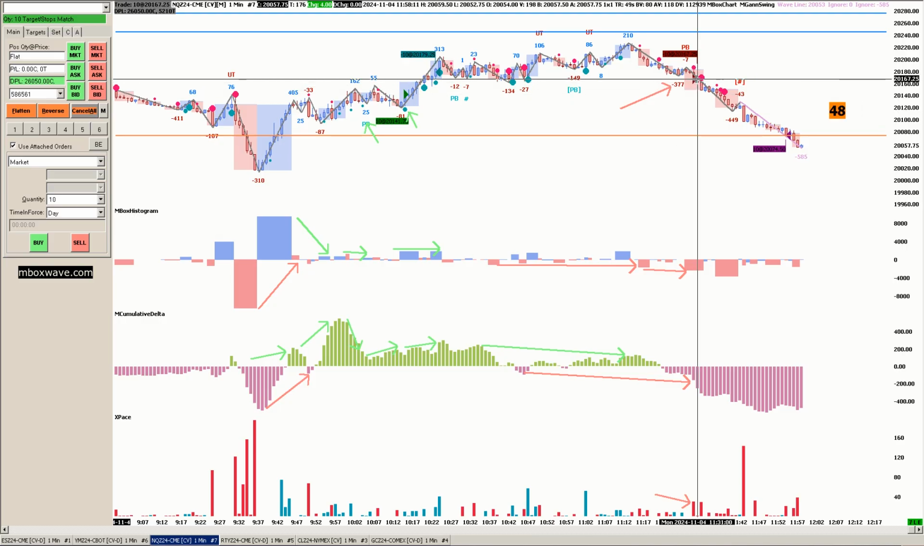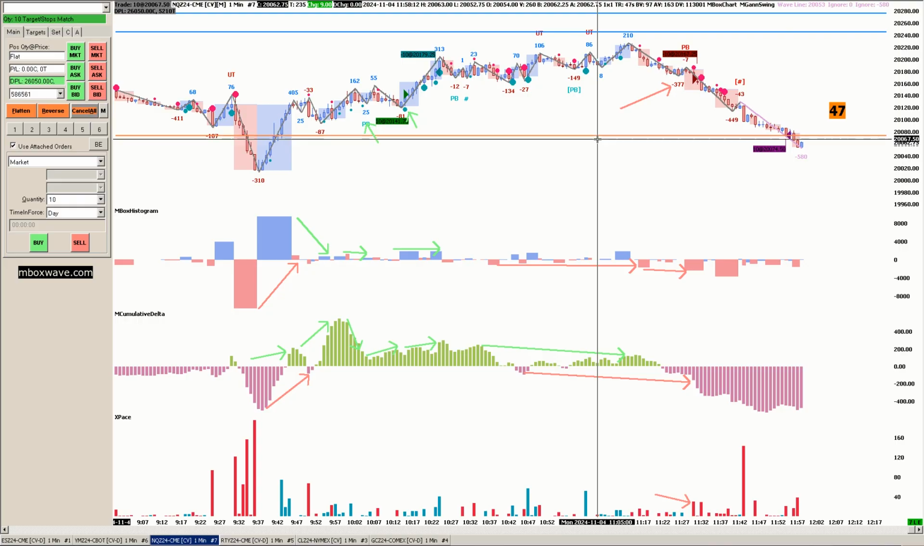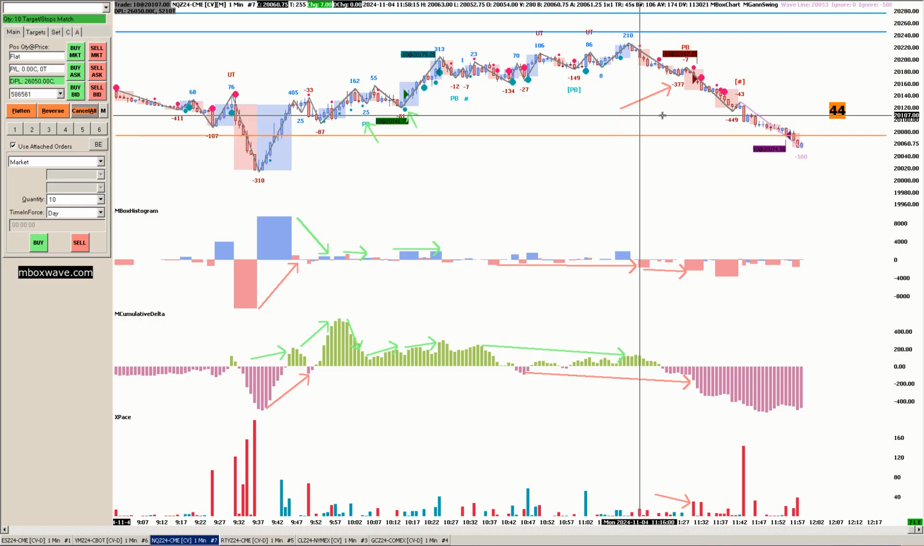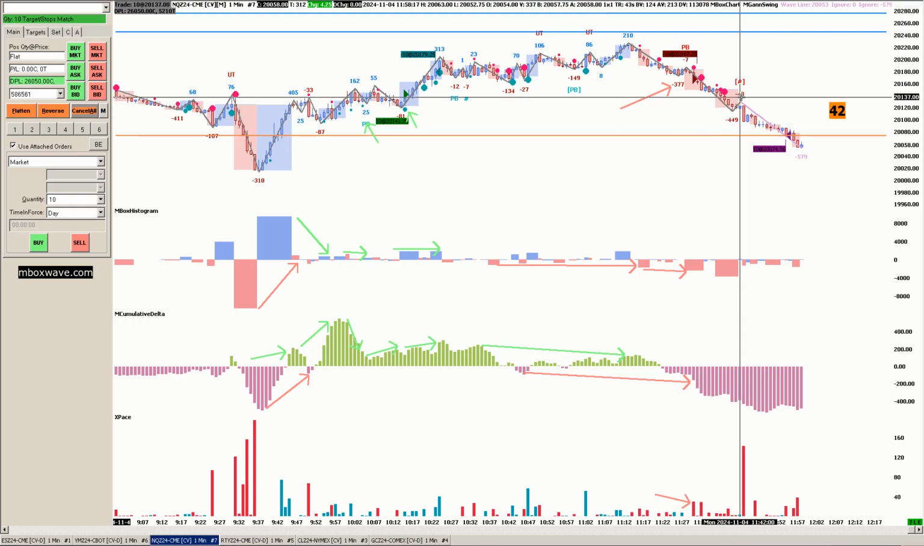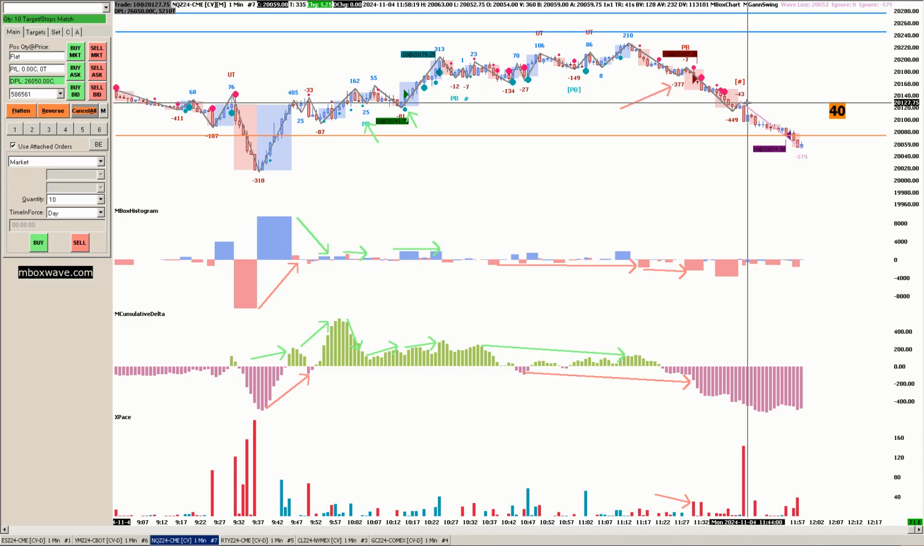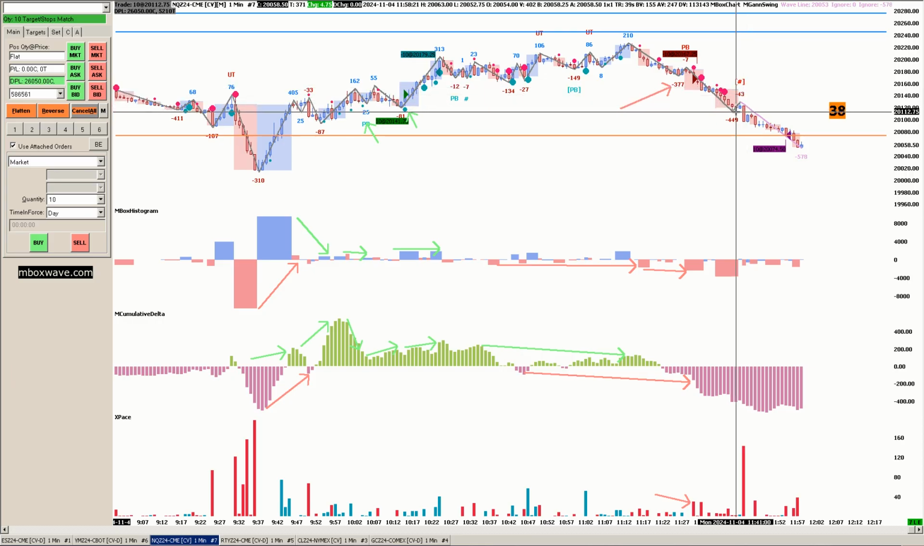But anyway, so we entered here, we exited here at this previous support level. We hit another double algo, and a minus 43.